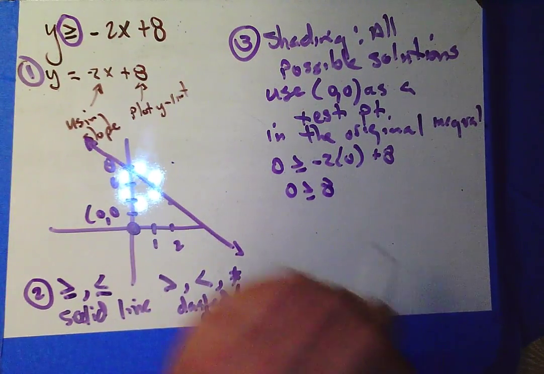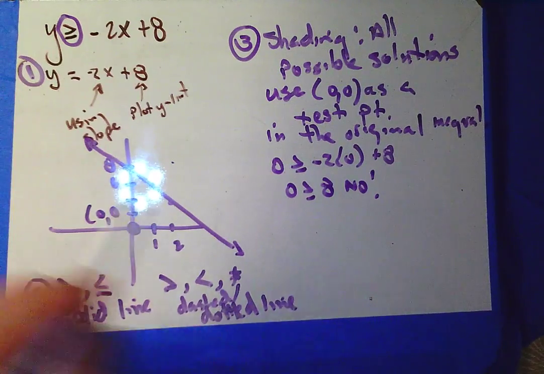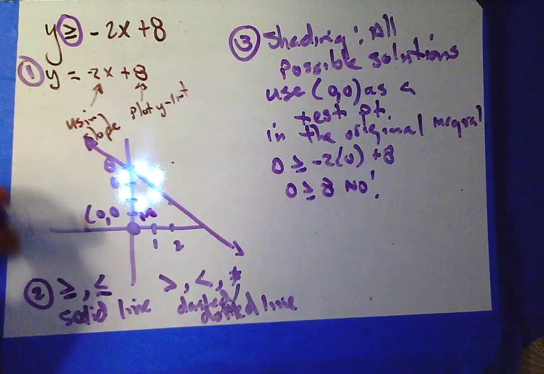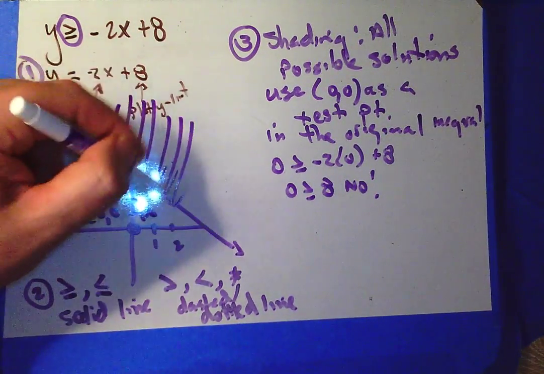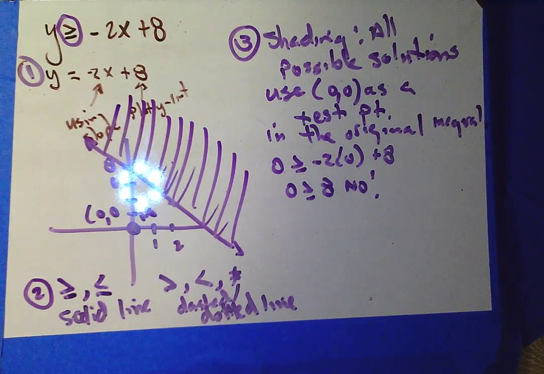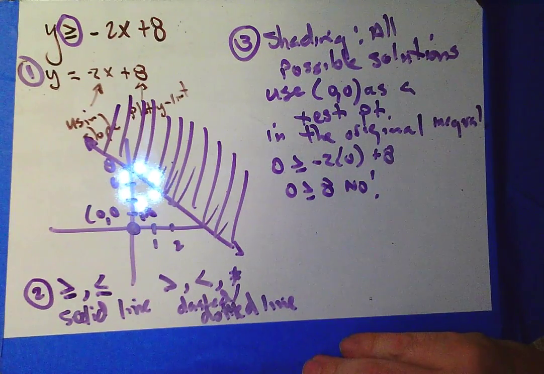Is that a true statement? Is 0 greater than or equal to 8? No, it isn't. So this is not a solution, which means no points on this side of the line will be solutions, and all the solutions will live on the other side of the line. So there's our first inequality. Y is greater than or equal to negative 2x plus 8.